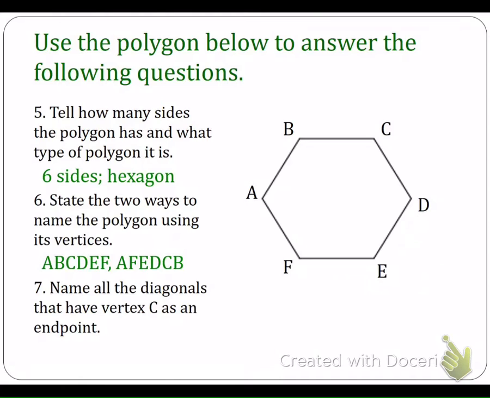You could start at F and go to A, B, C, D, E, or you could start at F and go to E, D, C, B, A. You know what I mean? You got to pick a direction.